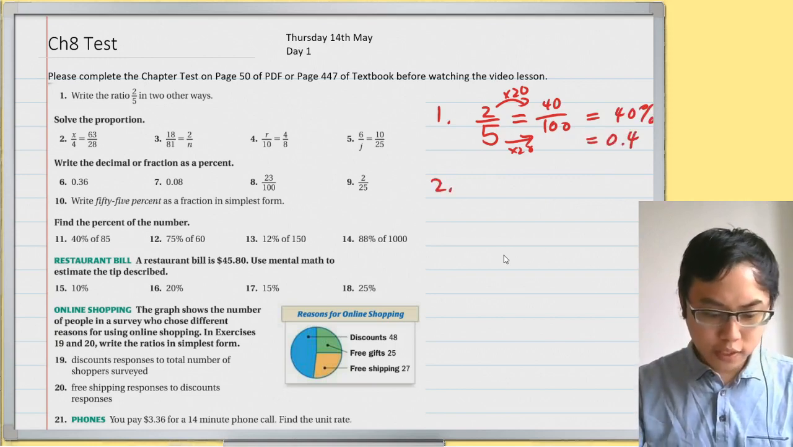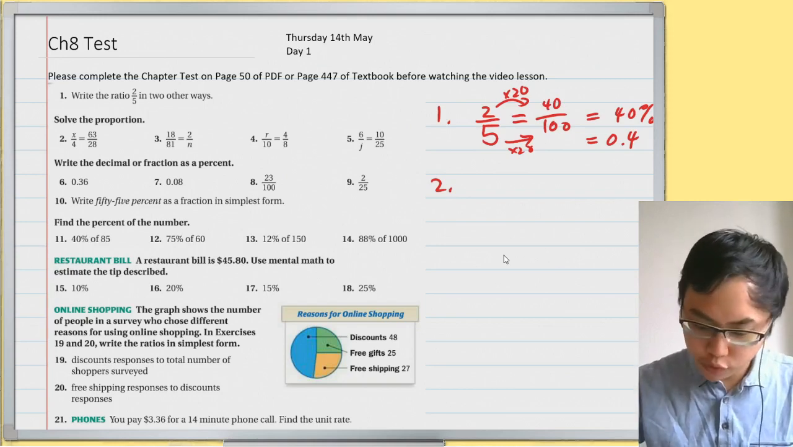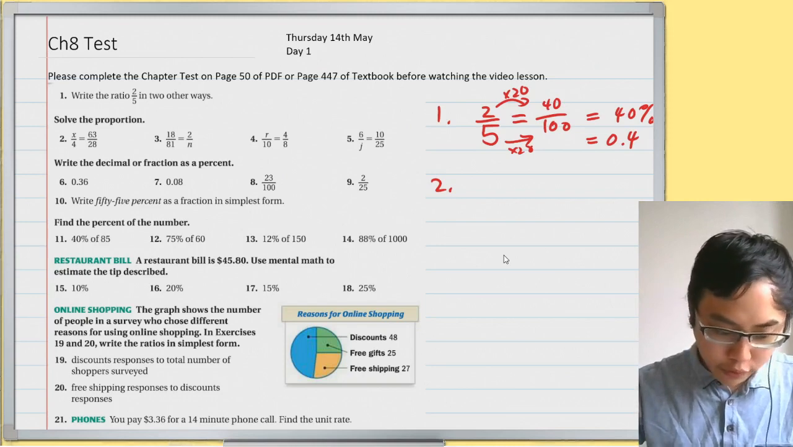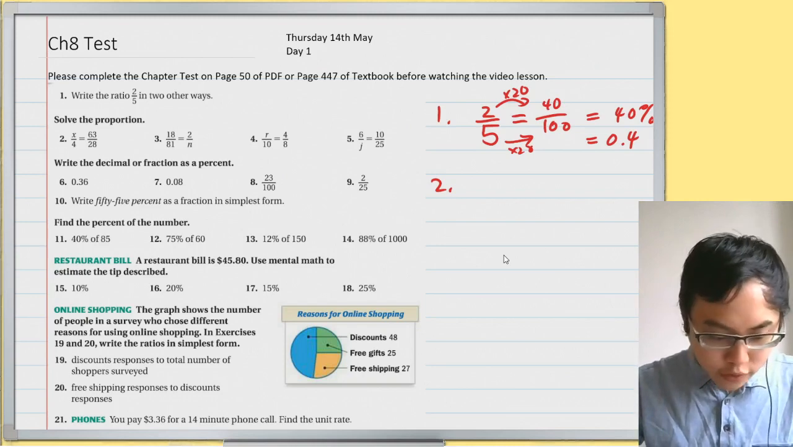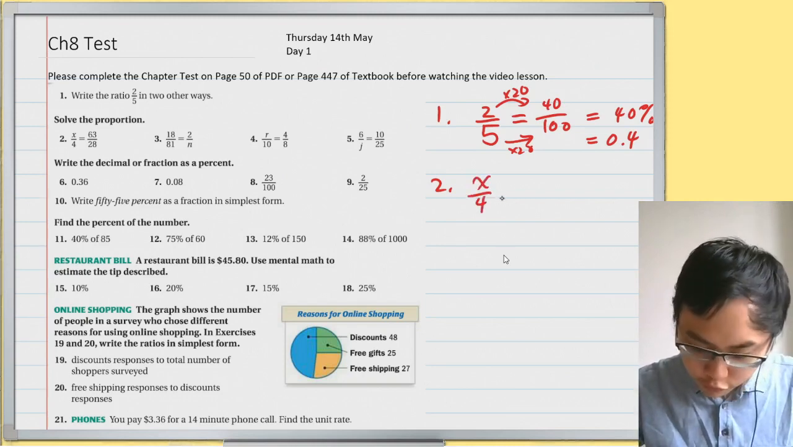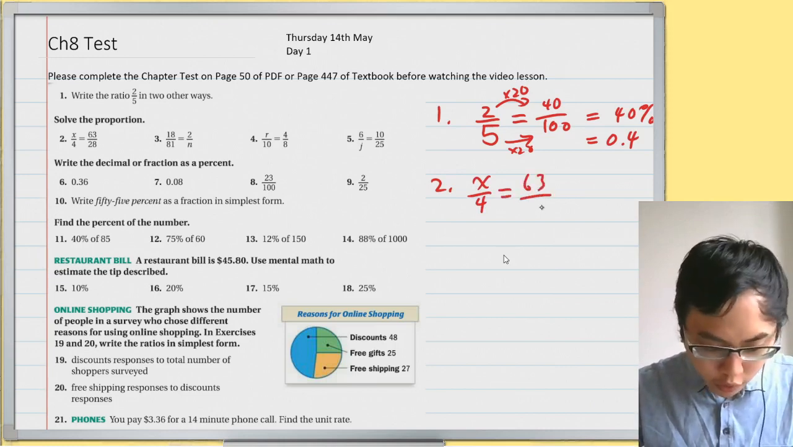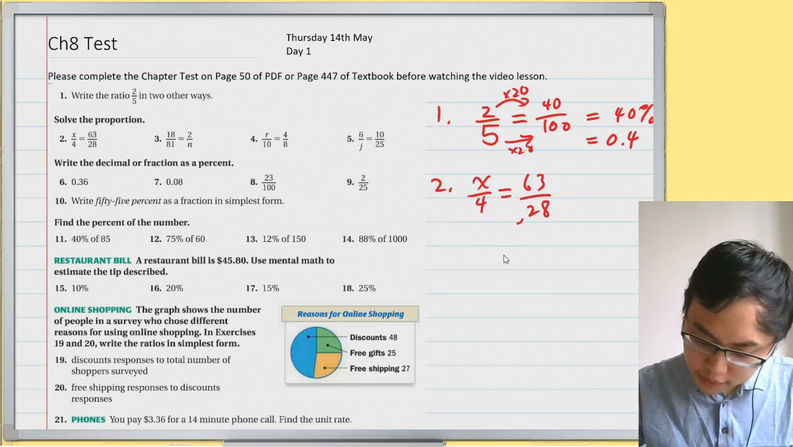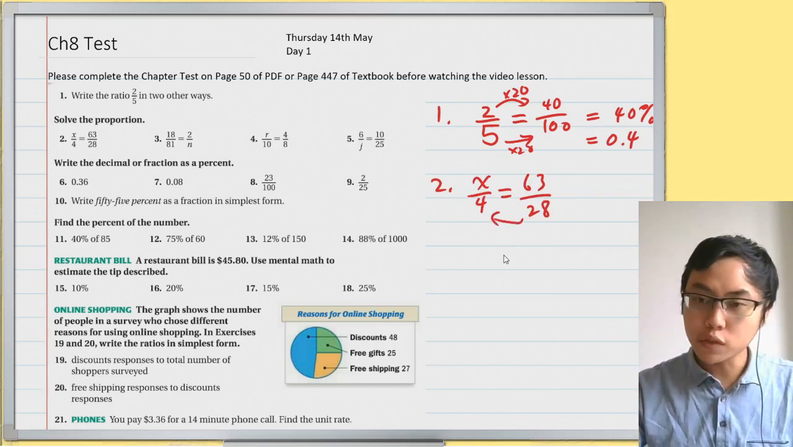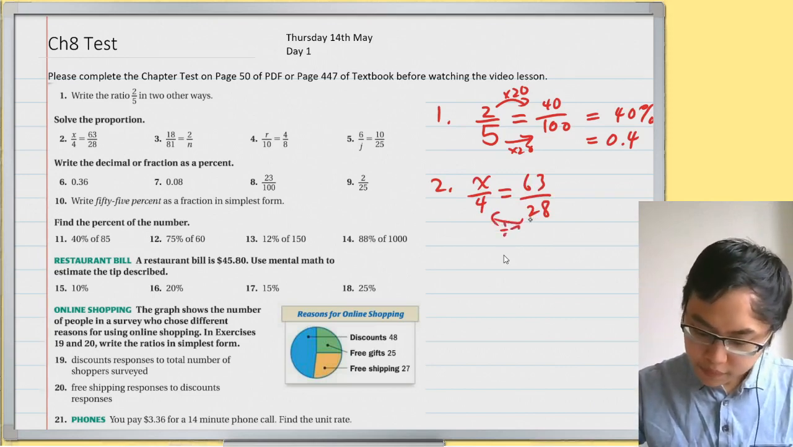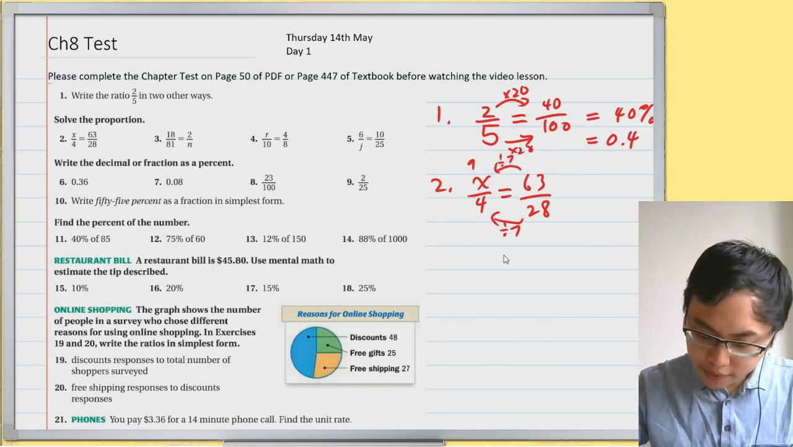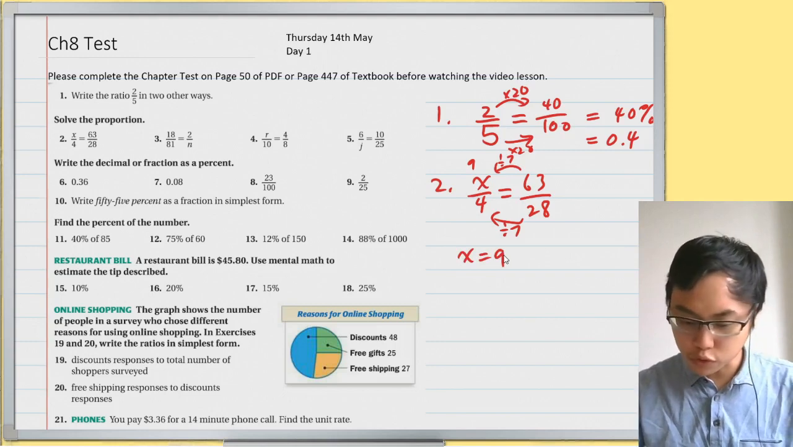Question 2, write the decimal or fraction as a percent. So 0.36 as a percent, that's going to be, sorry, I skipped the question by accident. x over 4, we have x over 4 is equal to 63 over 28. So first of all, from 28 back to 4, that's going to be divide 7. And so from 63, if we want to divide 7, that's going to be 9, which means that x is equal to 9. So that's question 2.